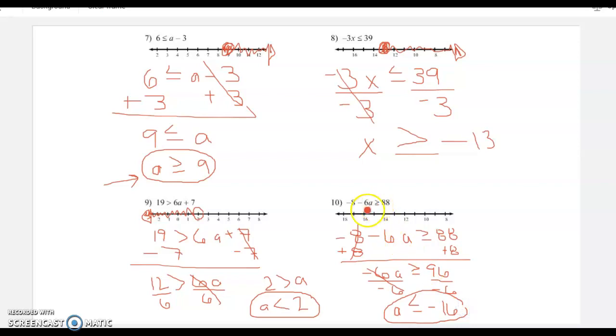So I'm going to negative 16 on the number line. Again, the negatives didn't show up. I know you can see them there on your paper. I would fill it in because it is also equal to, and then the numbers less than would be to the left. Great mouse shading.